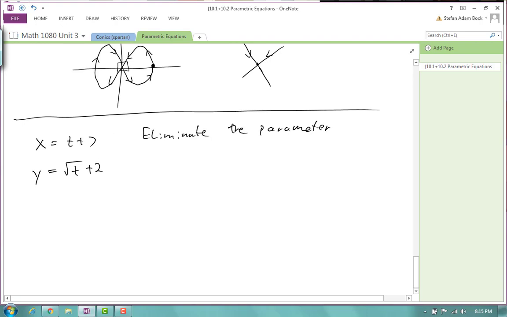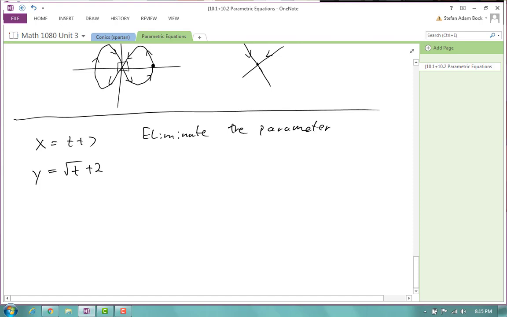Sometimes, though, all we have to do to eliminate a parameter is to just simply solve for t without trying to think too hard. So here I could probably set up x to be a function of y, but I would much rather set up y to be a function of x, because y here is already a square root, and I won't accidentally double up on my times or anything.